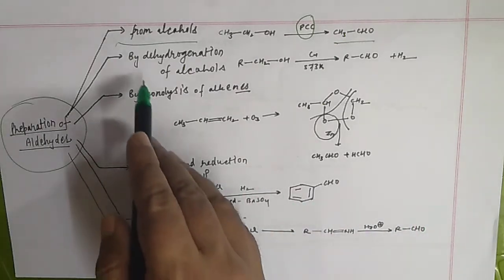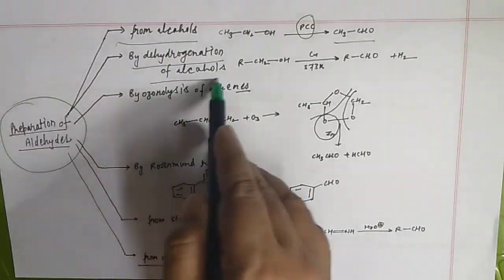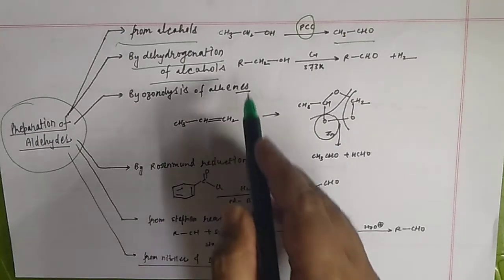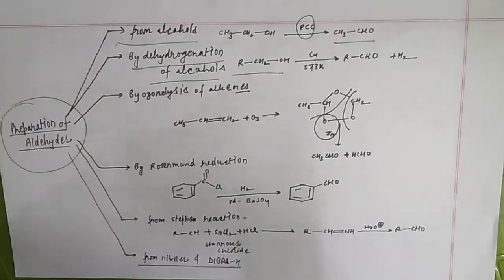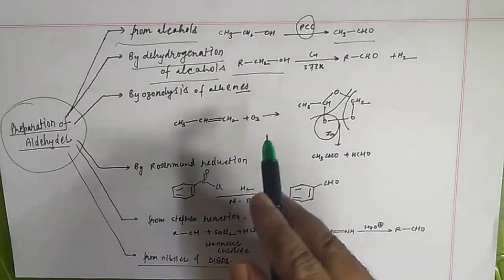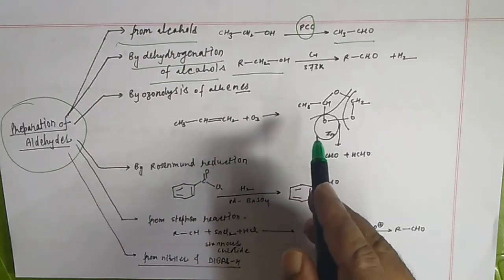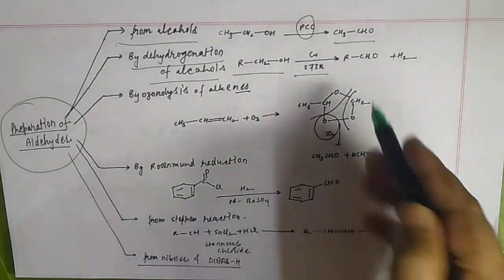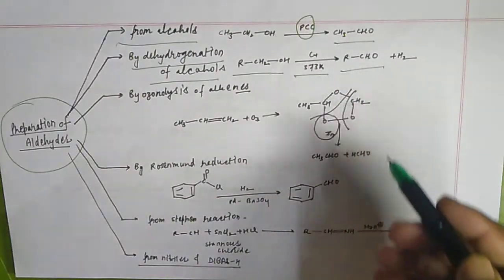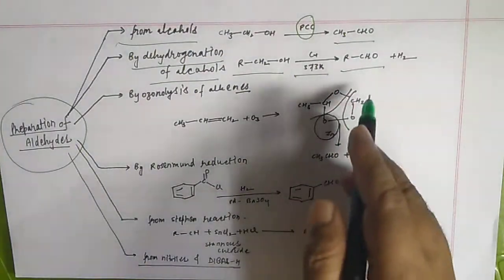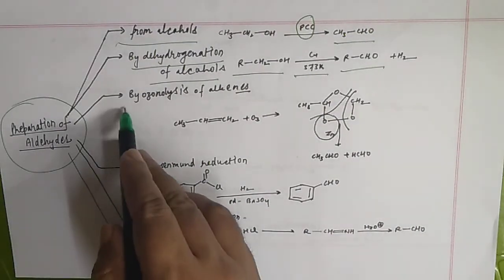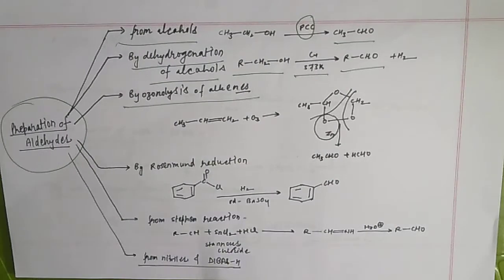Now the second method is by the dehydrogenation of alcohol. Dehydrogenation means removal of the hydrogen molecule. So here you take the primary or secondary alcohol, and then we pass it over heated copper powder at 573 Kelvin. So the hydrogen gas gets out and the aldehyde is formed.